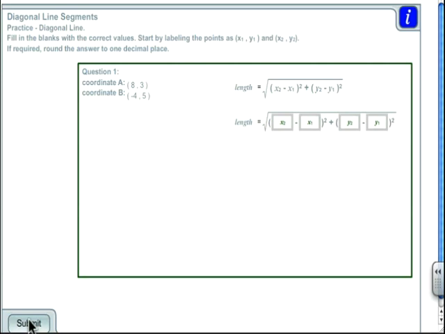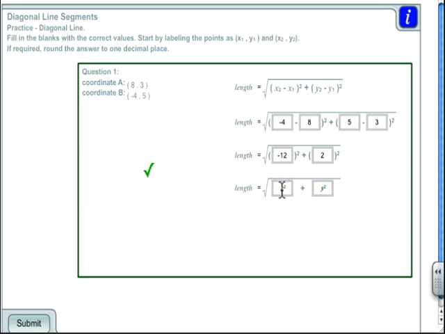So now let's practice with a few examples. We're going to fill in the blanks again using the coordinates given. Here's our formula. So we'll start with x2, which is negative 4, minus x1, which is 8, y2 is 5, y1 is 3. Doing the math inside the brackets, negative 4 minus 8 is negative 12. 5 minus 3 is 2.